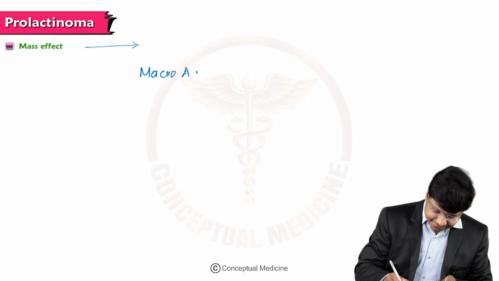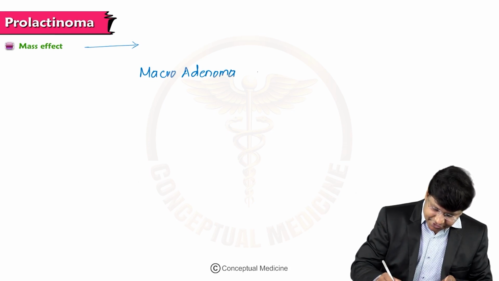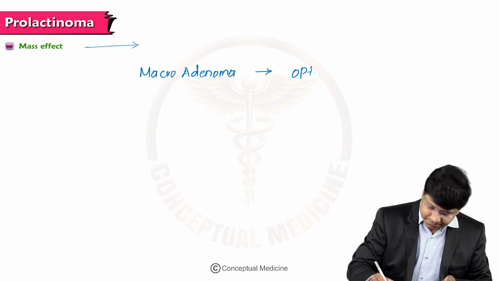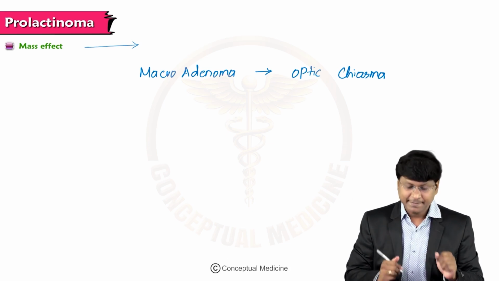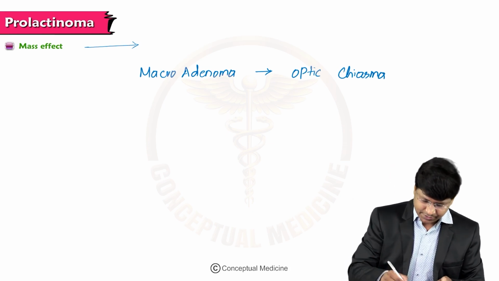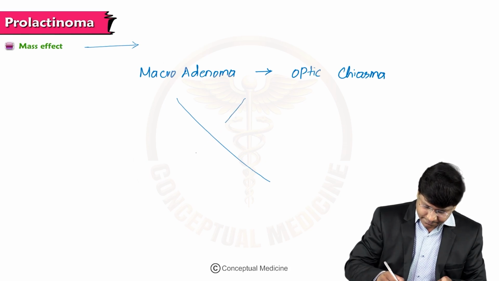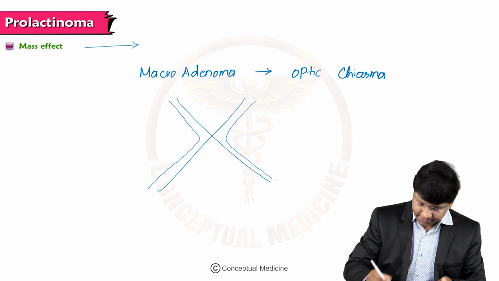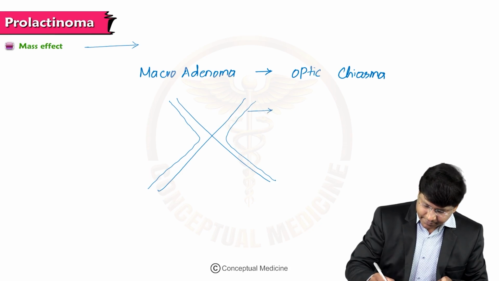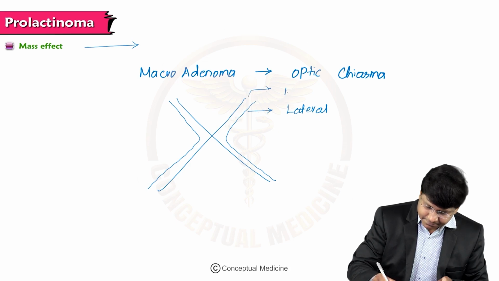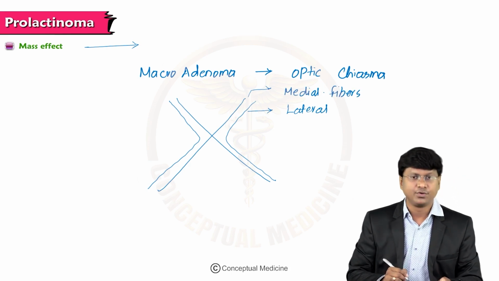It can cause the compression on the optic chiasma. Right? And which part of the optic chiasma this prolactinoma will compress? You consider this is your optic chiasma which is crossing. So optic chiasma is nothing but the crossing of your optic nerves. And in the optic nerve, you have the lateral fibers and you have the medial fibers. Medial fibers of the optic nerve, they cross, but lateral fibers of the optic nerve, they don't cross.